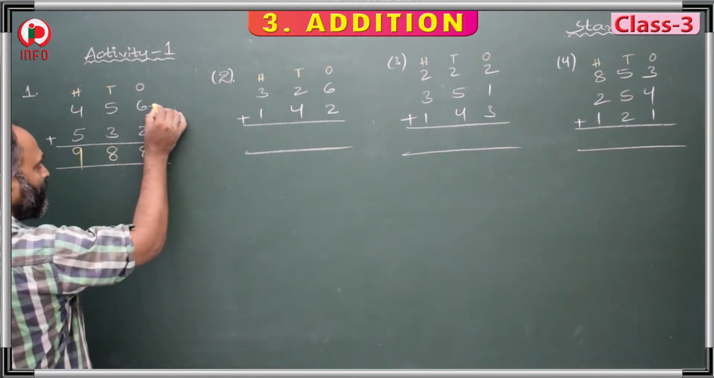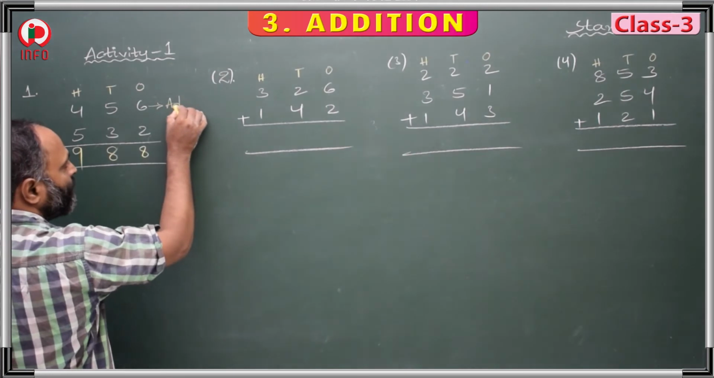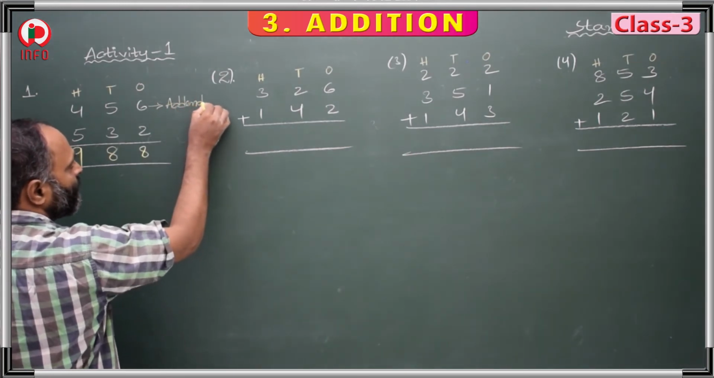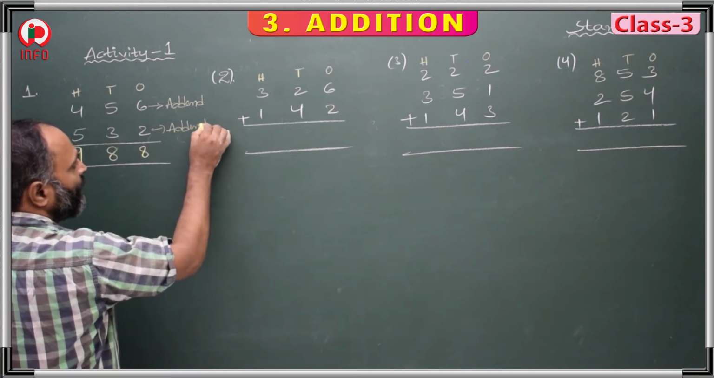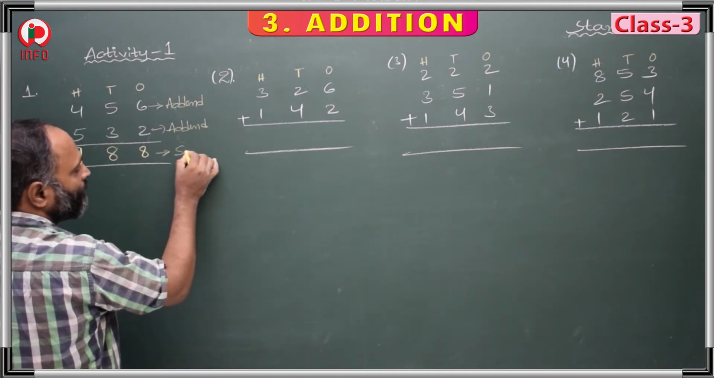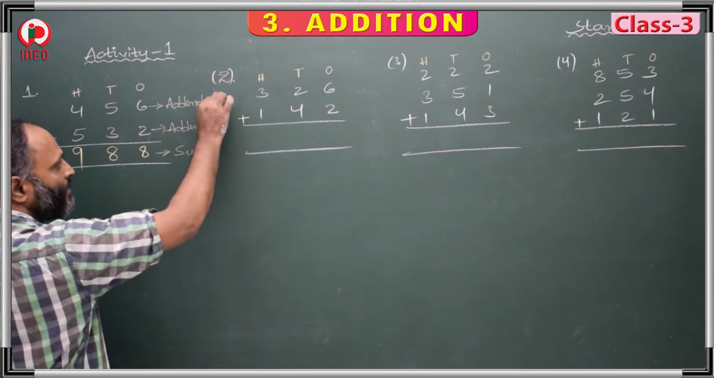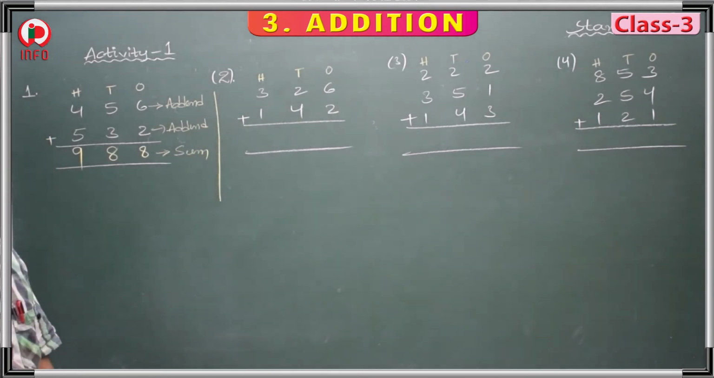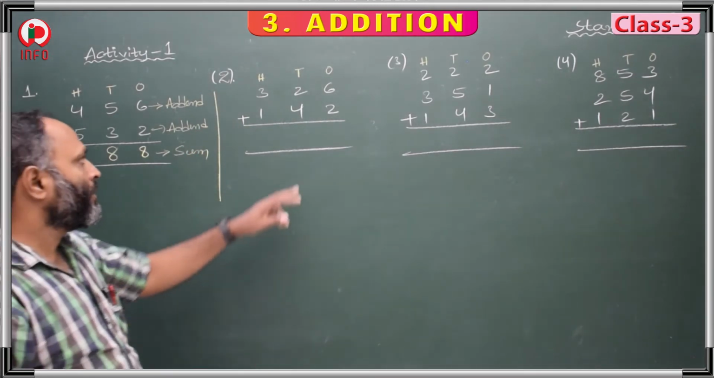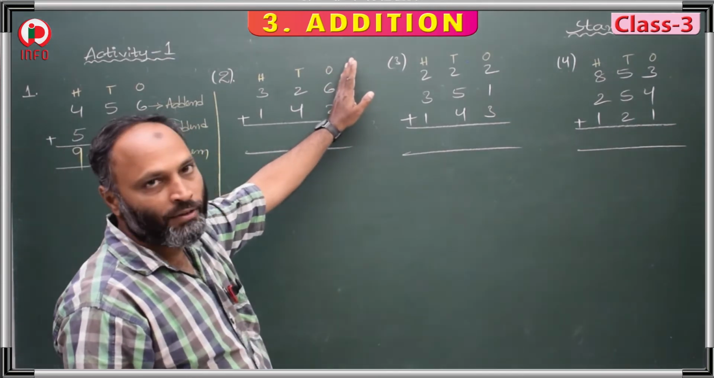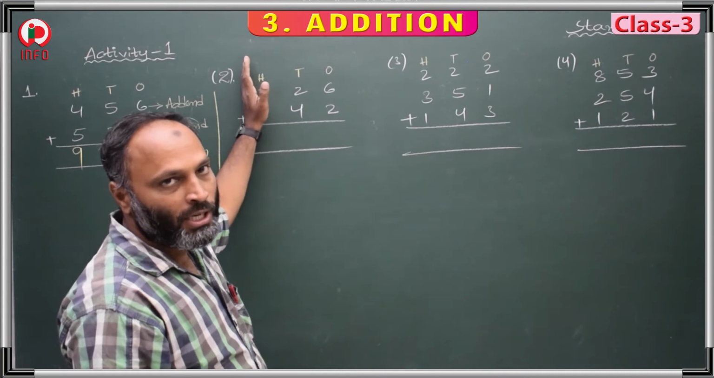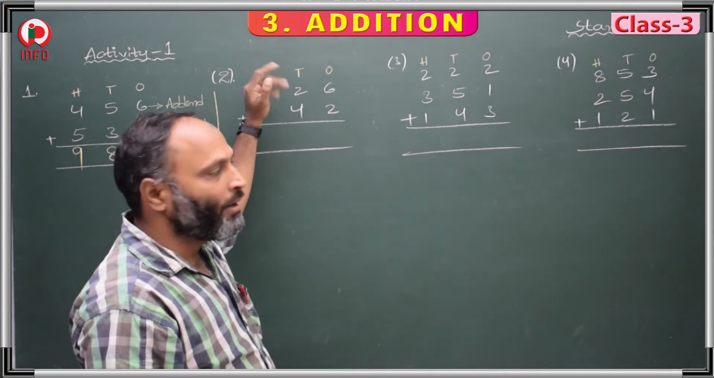This is an addend. This is an addend. The answer is called the sum. The next, here, second question. In the second question also we have to start addition from ones place to hundreds place.